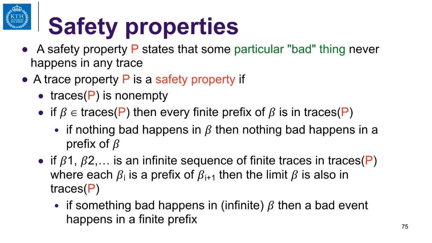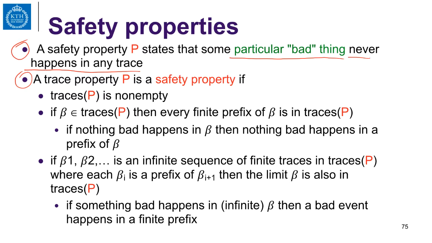We are going to talk in lecture 3 in detail about safety and liveness properties, but here we'll do a concise description of that. If this seems a little bit cryptic, just wait for lecture 3 where we do a detailed study of safety and liveness properties. A safety property states that some particular bad thing never happens in any trace. That's what a safety property says. And when we talk about a bad thing, it's often a bad event in the trace that causes a violation of safety. Let us now define what a safety property is.